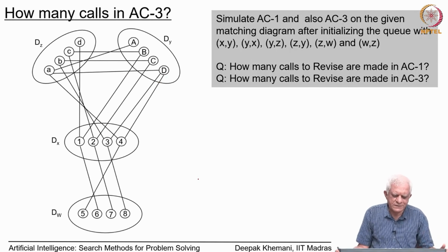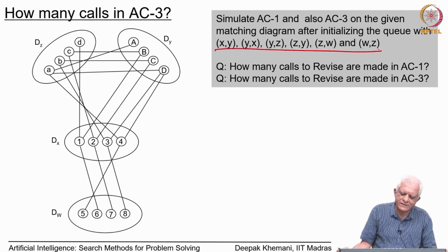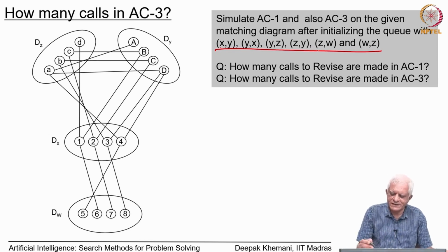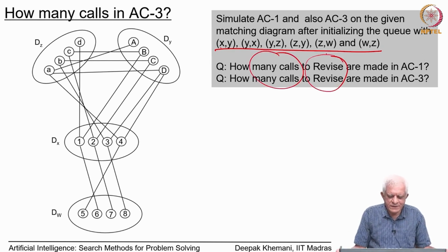I will give you a small example to work on, and there are 4 variables here, and the connections are as shown, and I have given you an order in which you will start the revise operators, first x with y, then y with x, then y with z, and so on. Some order I have given you. What you must do is try both AC1 and AC3 and count how many calls you make to revise. So, this is a small exercise, and hopefully you will see that AC3 is more efficient than AC1.